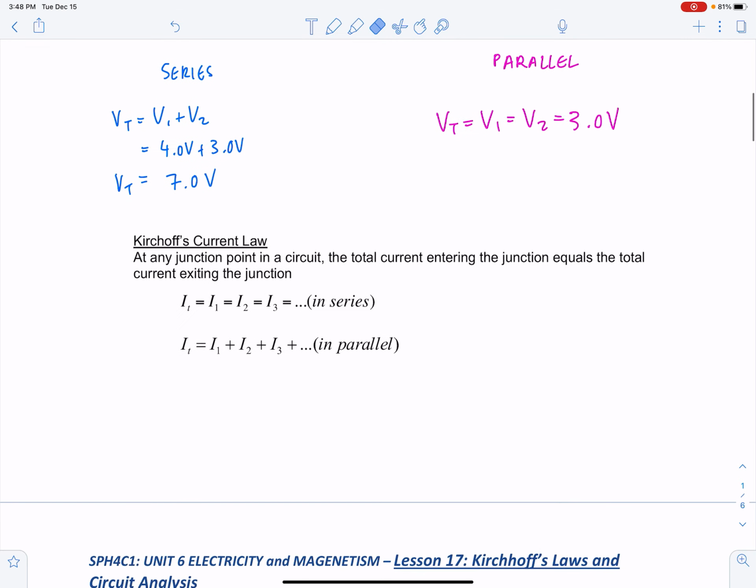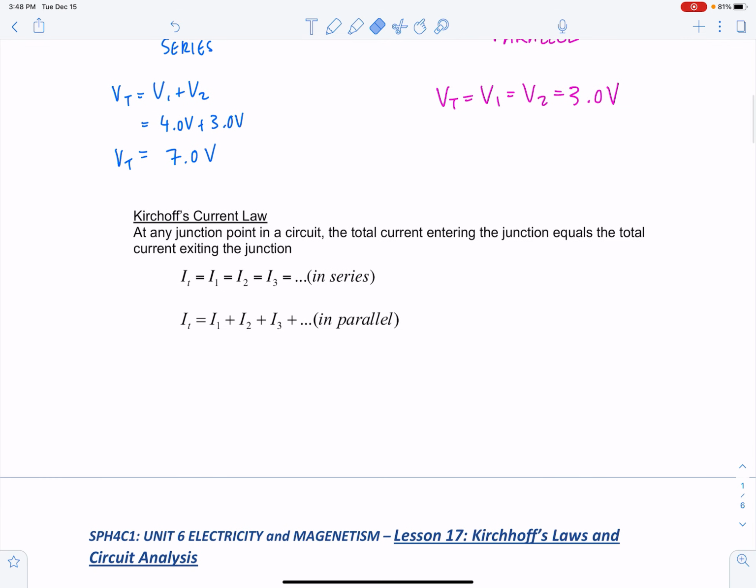Now Kirchhoff came up with a set of laws, again this time for current. And his law states that at any junction point in a circuit, the total current entering the junction equals the total current exiting the junction.